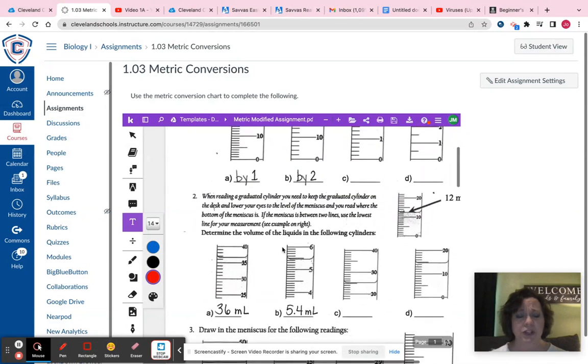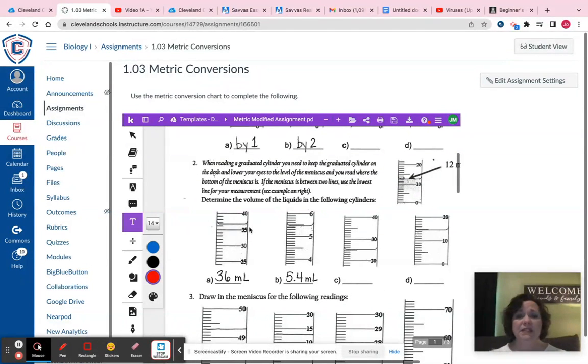The next part on your Kami assignment, the meniscus has been drawn in for you. You are determining how much liquid. So from the bottom of this graduated cylinder to the top, you're determining how much liquid is being measured in that graduated cylinder. The thing that you have to remember when you're looking at a graduated cylinder, if you're in a lab, you have to set it on a flat surface and get down at eye level to look at it.